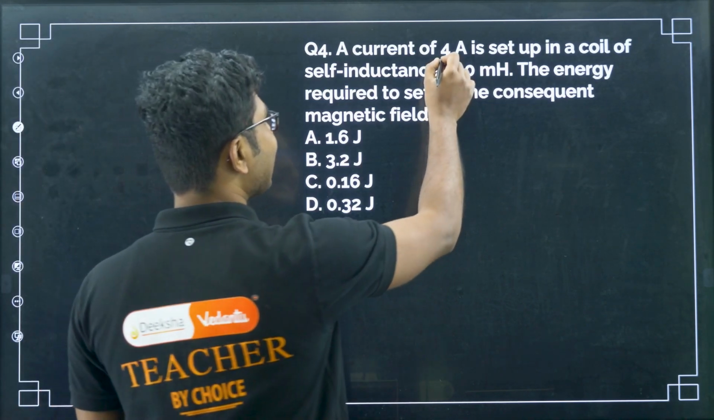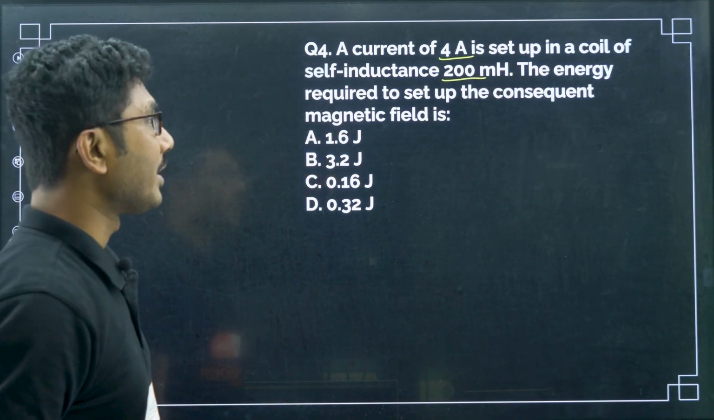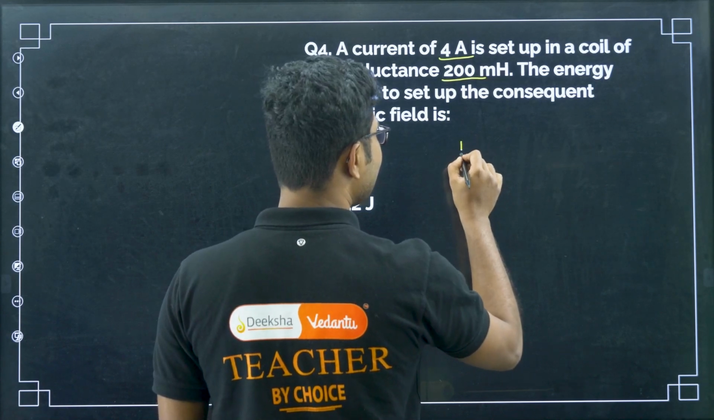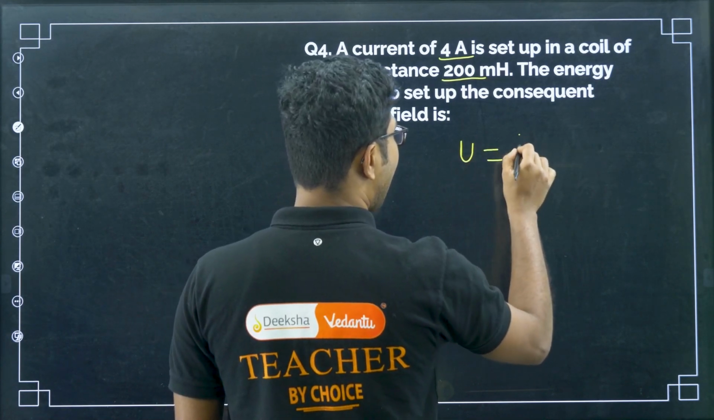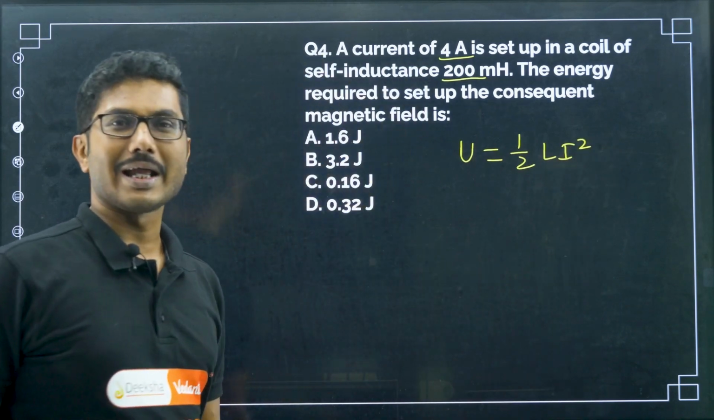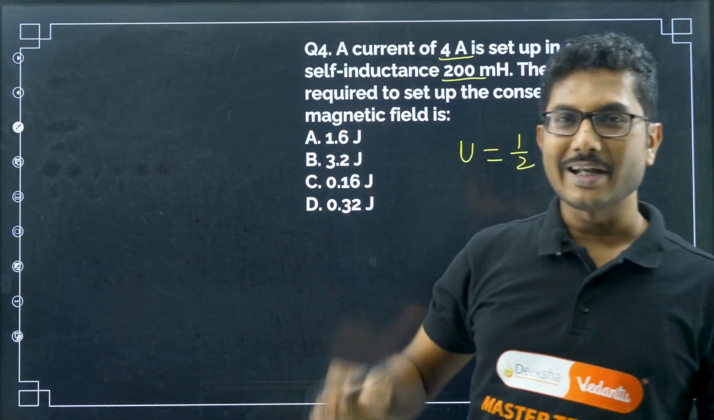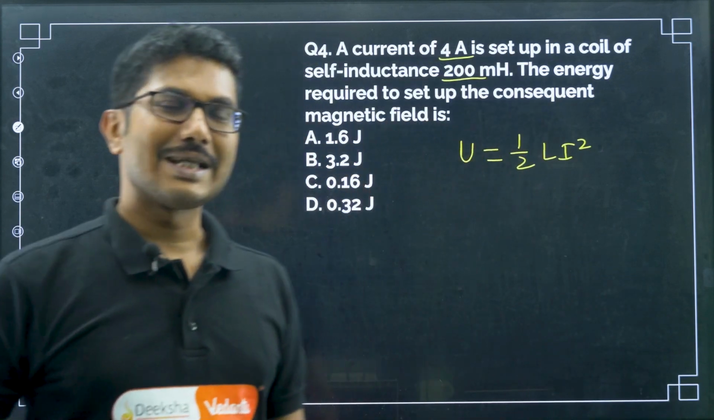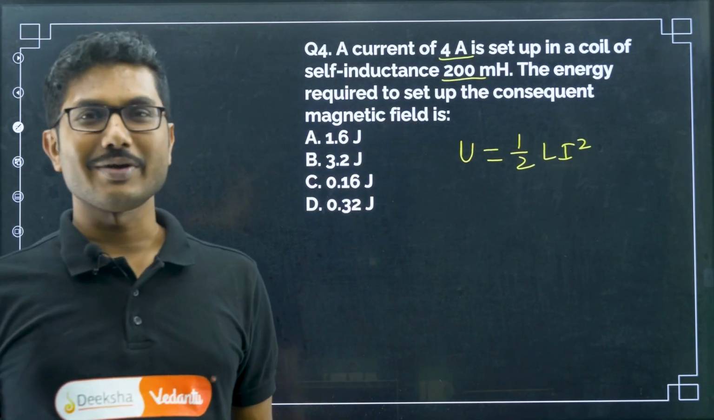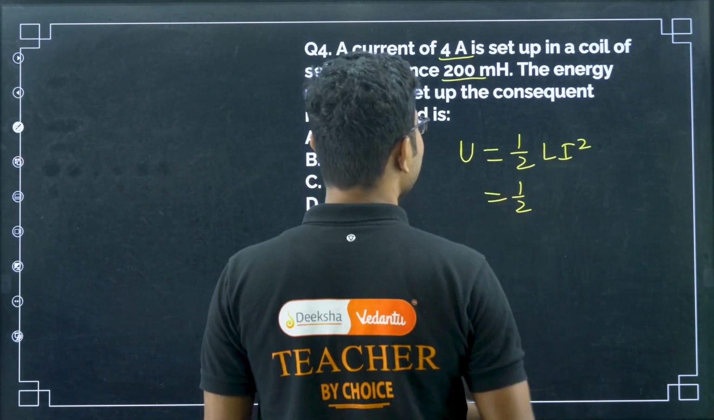So, the current in the circuit is given as 4 ampere, and the self inductance is given as 200 millihenry. We need the energy. We know that the energy is given by half L I square. Most of the energy equations are like this, right? Half m v square is kinetic energy, half C V square is for capacitance, and similarly half L I square is for inductance.